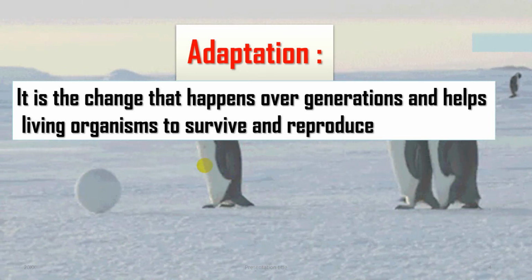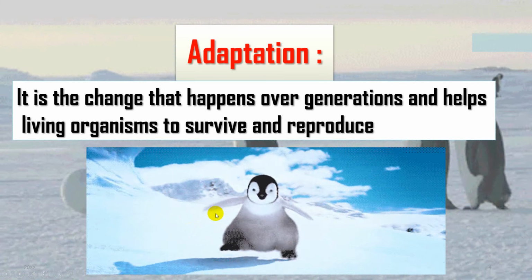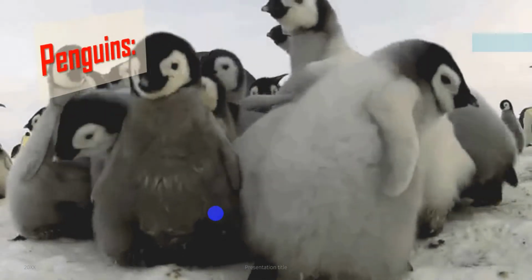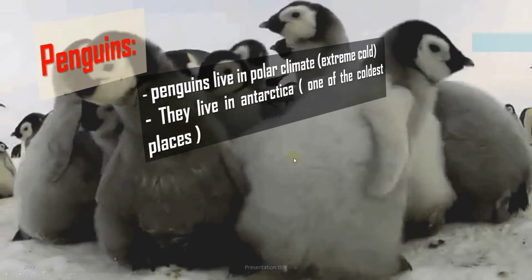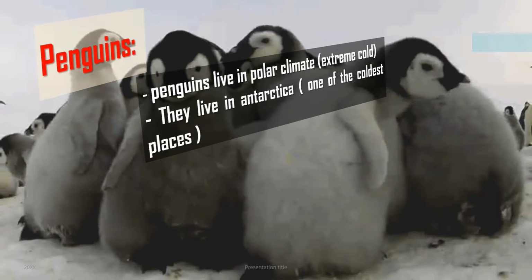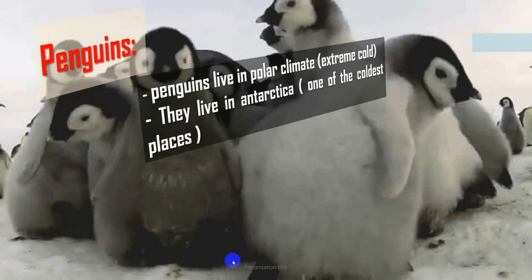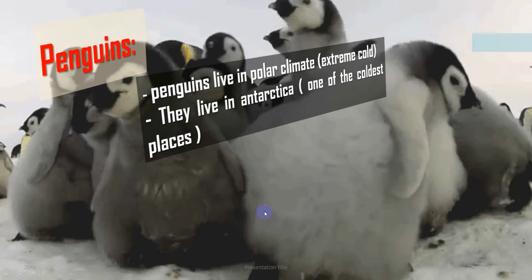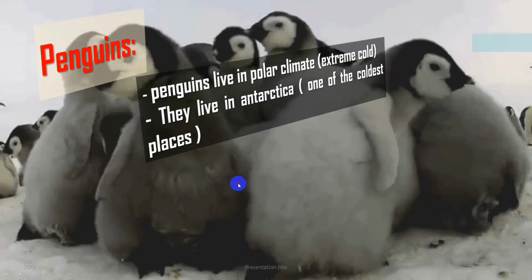Okay, first example we have penguins. Penguins, these cute creatures, live in a polar climate, which means very extreme cold. Actually, they live in one of the coldest places on Earth, which we call Antarctica. In this very cold situation they live in, they have to adapt to it.